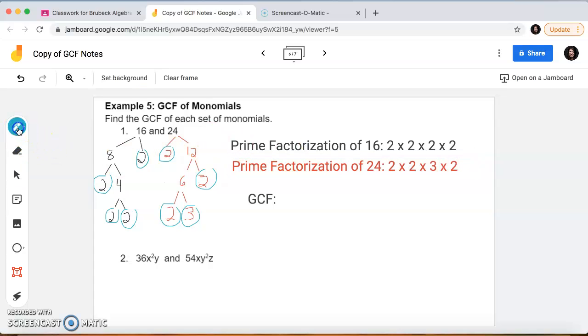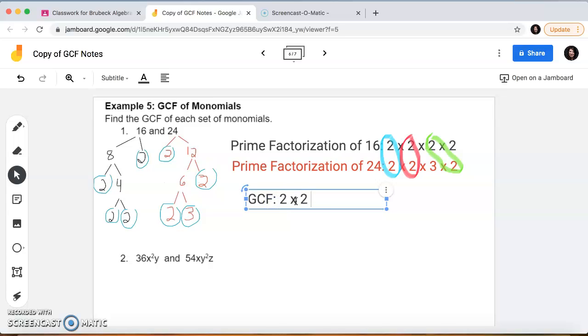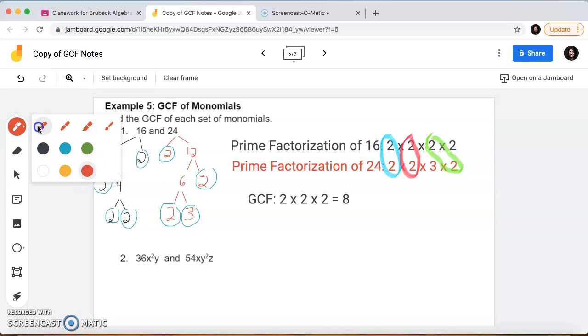And then we want to figure out what numbers they share. So they share a 2. They share another 2. And it looks like they share one more 2. Yeah, that's correct. So they share 3 2's. So 2 times 2 times 2 is 8. So our greatest common factor is going to be 8.